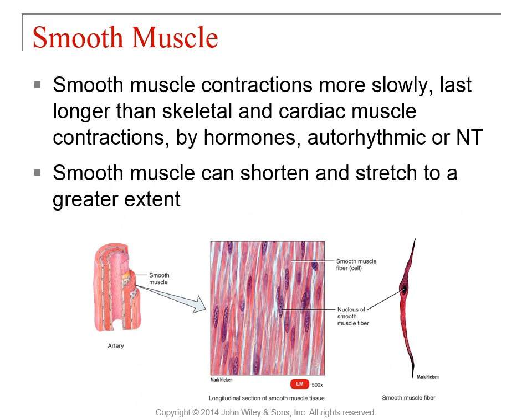Our smooth muscle. Now, smooth muscle is going to be a little bit more specialized because we want to see more sustained contractions. They're usually contracted more so by hormones and also, in some cases, by different neurotransmitters. Can be acetylcholine, can also be some other ones as well. They can shorten the stretch to a greater extent than what cardiac and skeletal muscle can do.